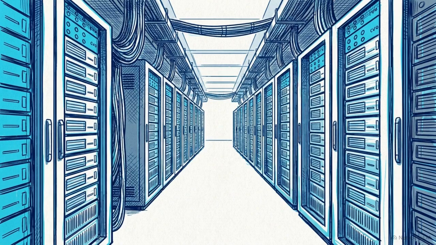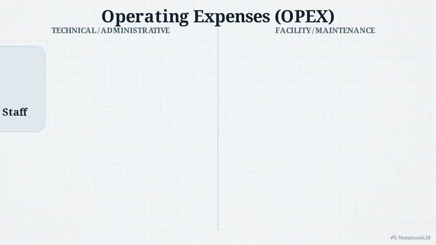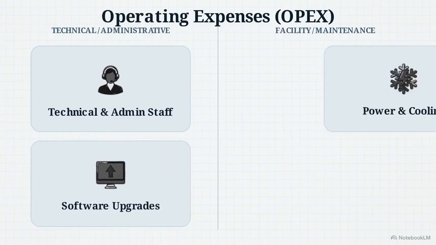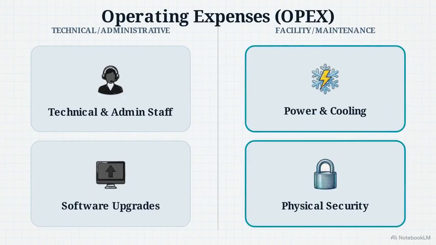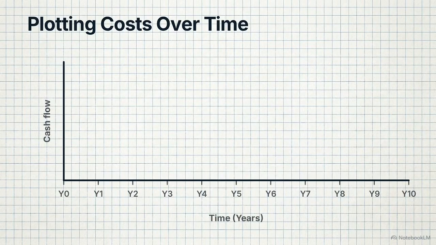Organizations usually start with the obvious, visible expenses, the acquisition of physical hardware and capital expenditures. But a true baseline requires capturing the ongoing ownership costs that are harder to see. This includes the salaries of technical and administrative staff, software upgrades, utility bills for power and cooling, and the maintenance of physical security measures. To see how these costs behave over time, we plot them out.